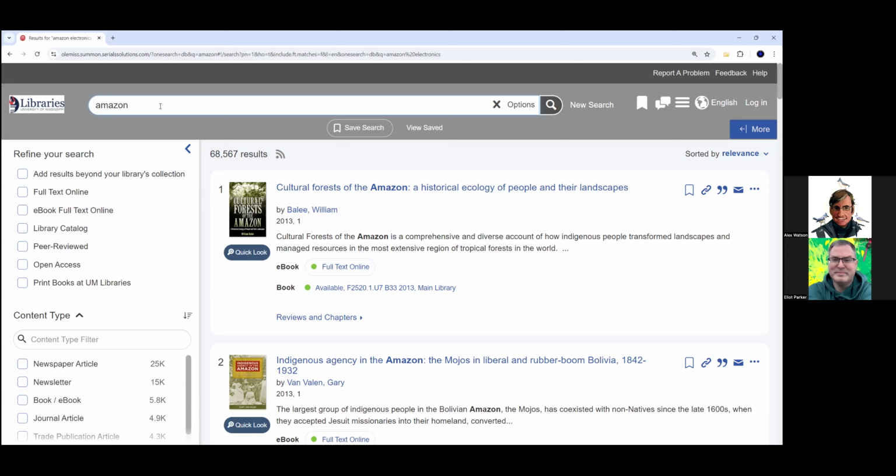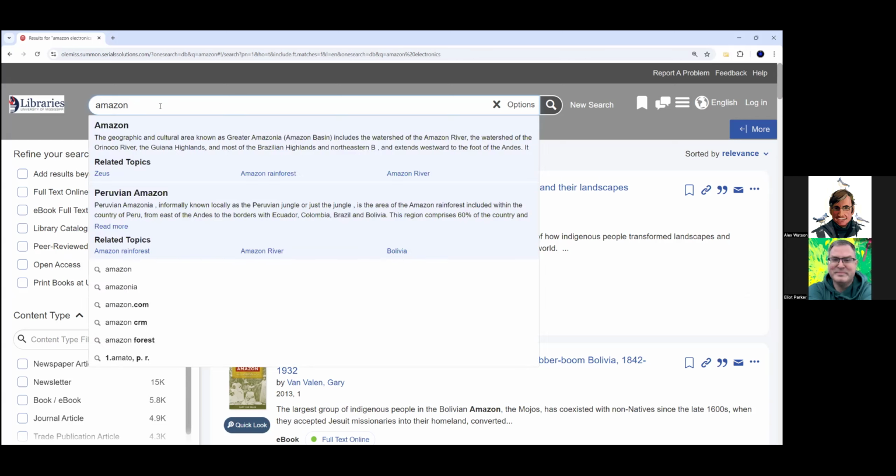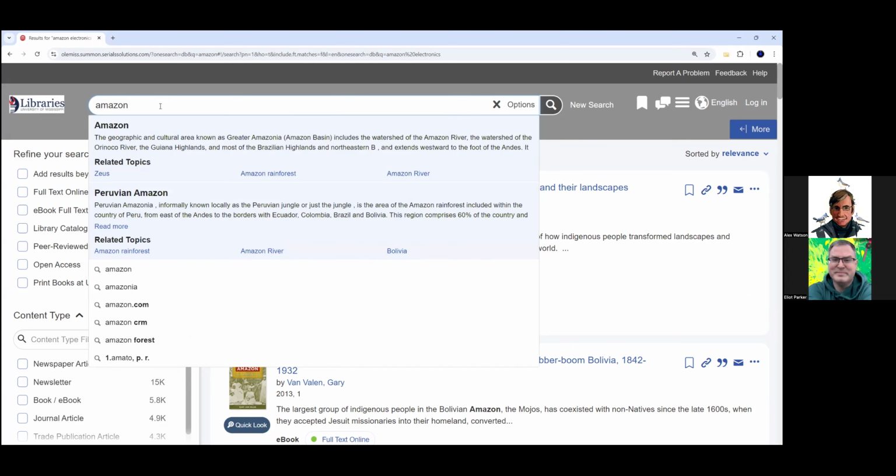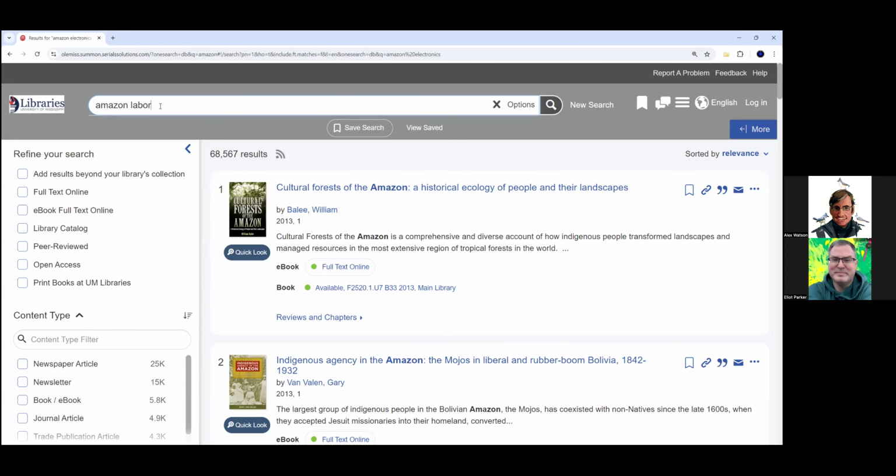So we can look for words like controversy or ethics or labor relations or unions, any type of thing that might cause friction between a business and its customers or a business and its employees is often a good idea.